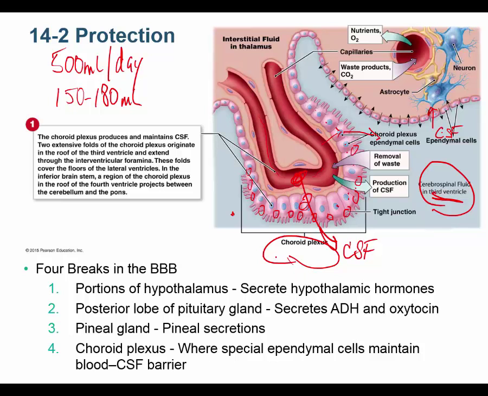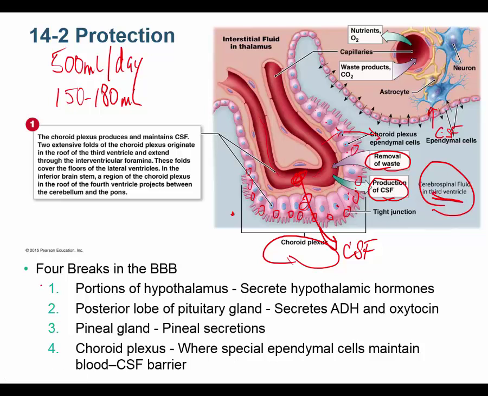So there's a choroid plexus associated with all the ventricles. There's choroid plexuses in the 2 lateral ventricles, in the 3rd ventricle, and in the 4th ventricle. And what do the choroid plexuses do? They produce CSF and they remove waste from the old CSF. This is what they do. They remove waste and they produce new CSF.